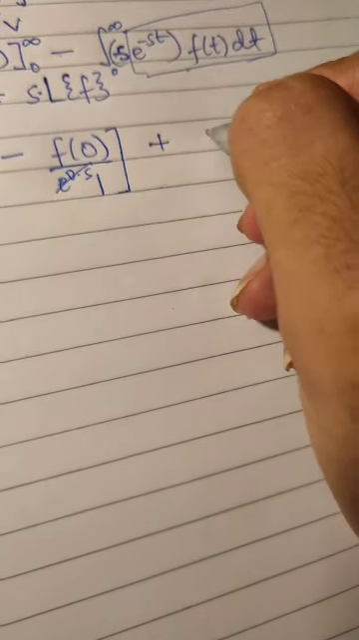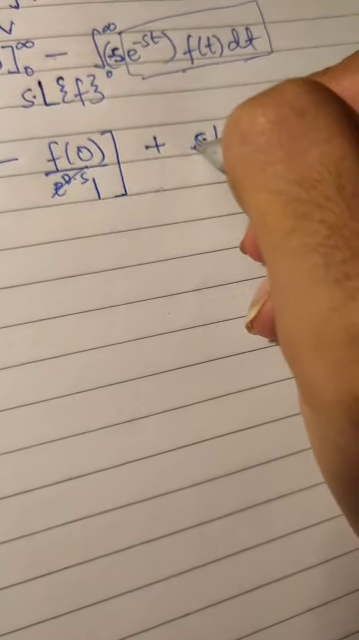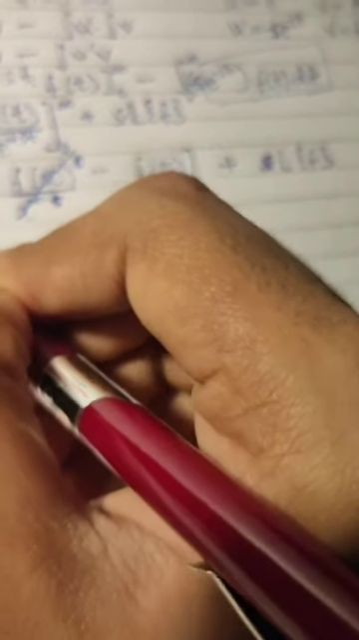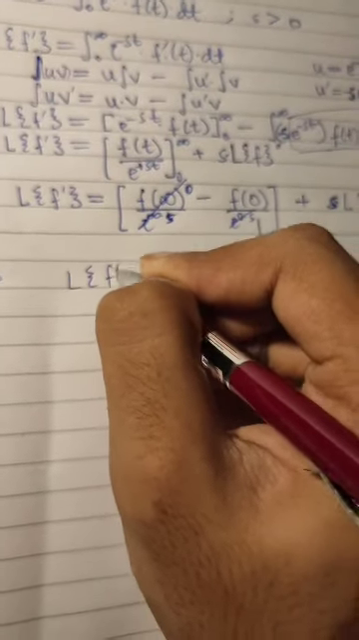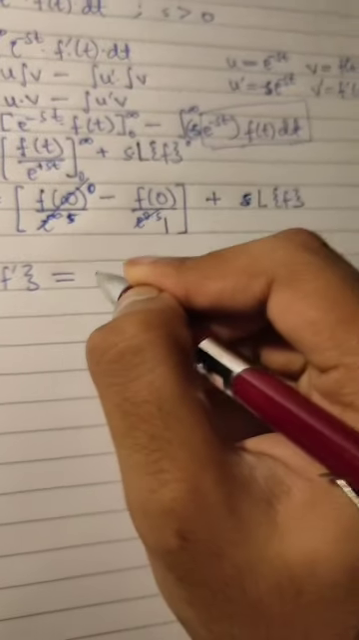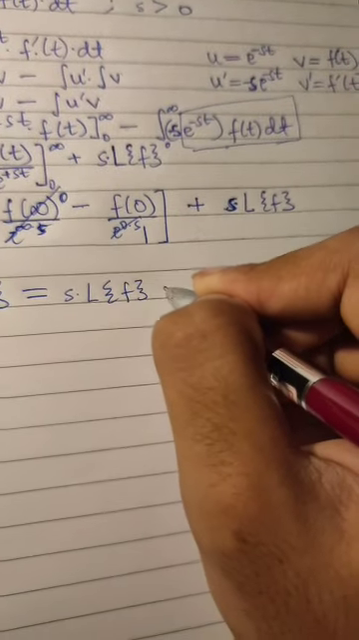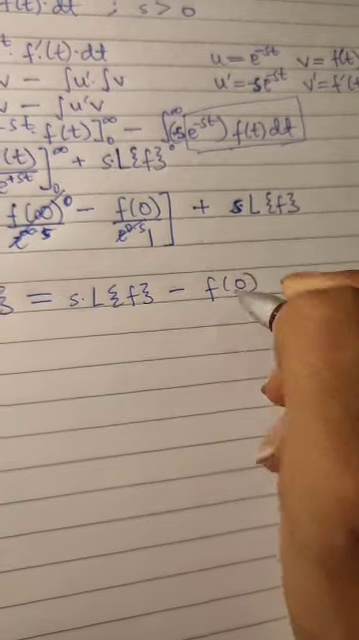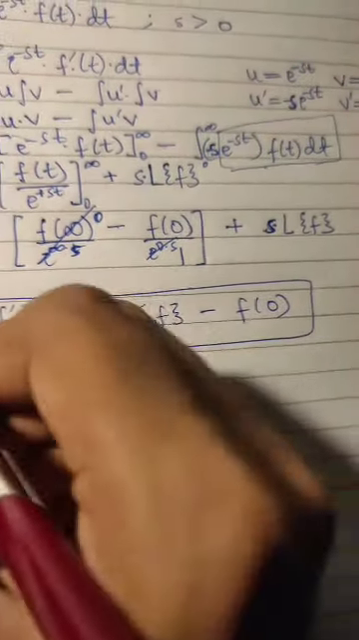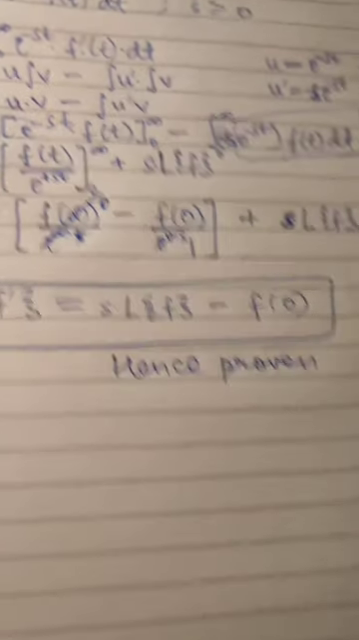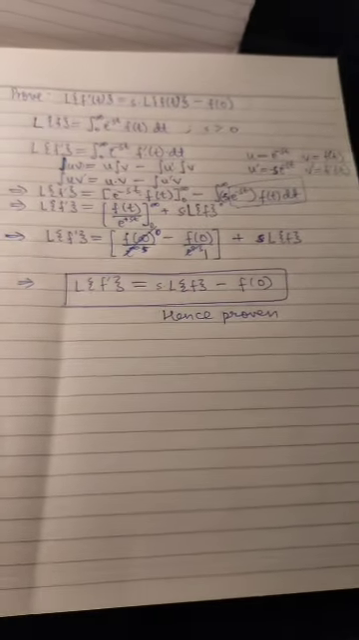Here we have already got s, the constant s, multiplied with the Laplace transform. We've got a negative f of 0, thus we can say the Laplace transform of f dash is equal to s multiplied with the Laplace transform of f, minus f of 0, and we've got the desired result. Thank you. Hope you understood this question.